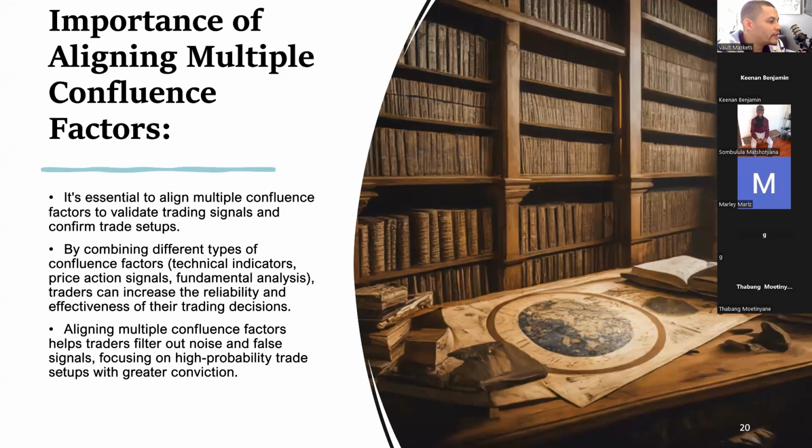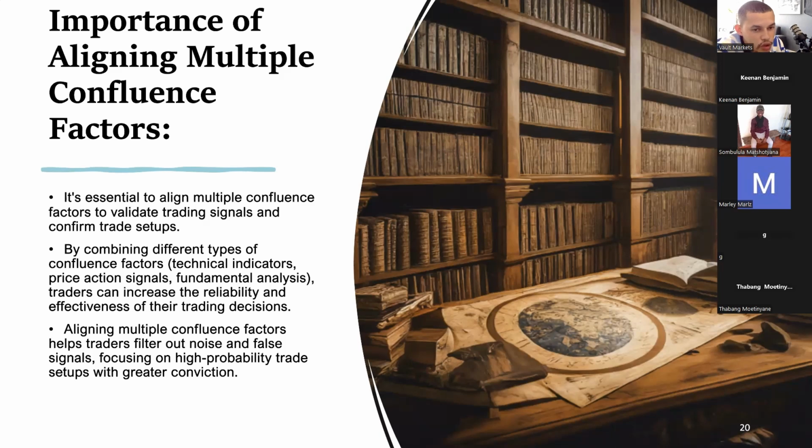So then also by combining different types of trading confluence, such as your indicators, your price action signals and fundamentals, you can then increase the reliability and the effectiveness of your trading decisions. And also aligning multiple factors helps you filter out all noise and false signals, focusing on high probability trade setups with greater conviction. So that's something that's not really spoken of as well, is when your own strategy gives you false signals. Everyone tries to identify the strengths of their system, but no one looks at the weaknesses of their system.